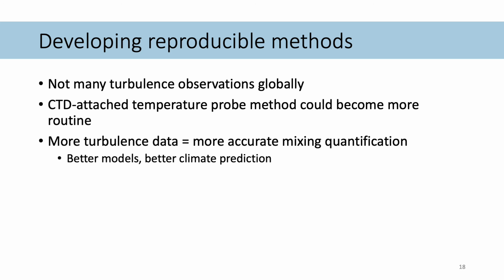And having more turbulence data available means we can more accurately quantify mixing, with the big picture goal of improving ocean models and even climate prediction.